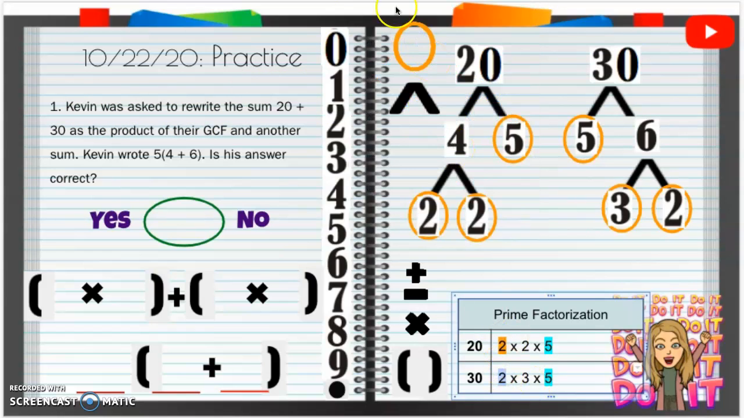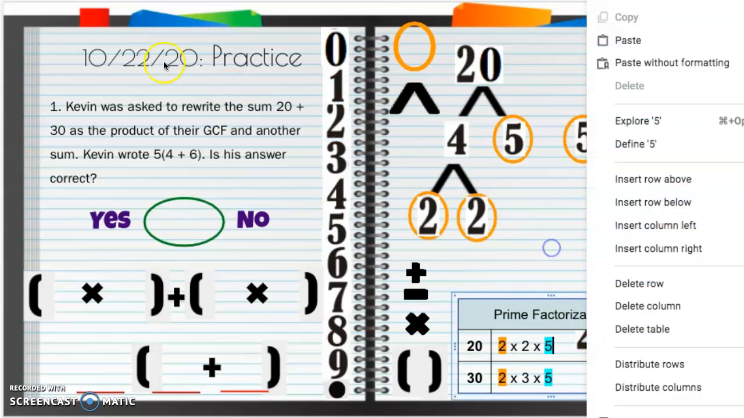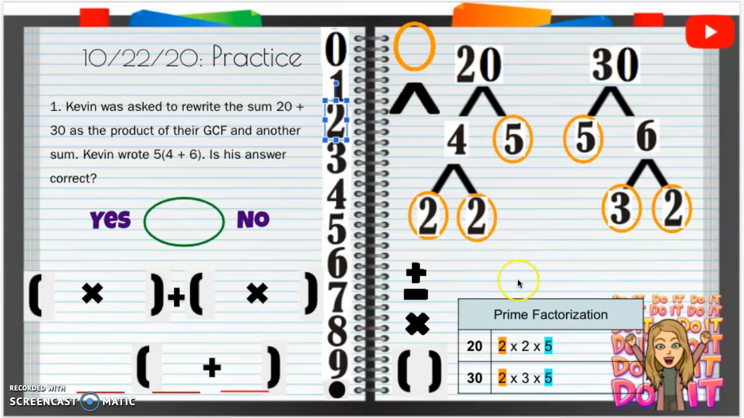So we're going to pull one number from each of these pairs. So we're going to pull a 2. They share a 2, I'll put it at the top, actually. They share a 2, and they also share a 5. What are we going to do with these numbers? We are going to multiply them. So what's 2 times 5? Well, it's going to be 10. So our greatest common factor of 20 and 30 is 10.